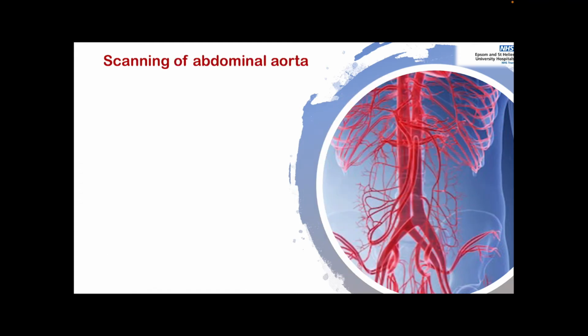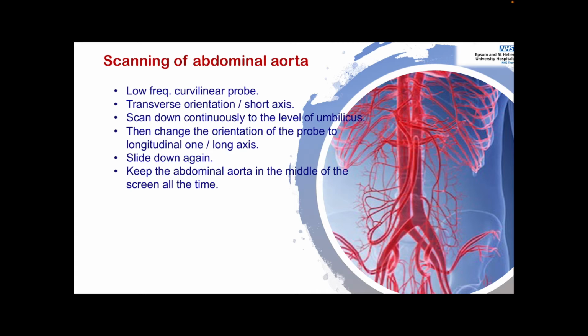Right. Scanning of abdominal aorta, usually we have to use the low frequency curvilinear probe, transverse orientation, which gives us the short axis, scan down continuously to the level of the umbilicus, and then change the orientation of the probe to the longitudinal axis or long axis, and slide down again, and we have to keep the abdominal aorta in the middle of the screen. Normally we use the focus depth of 10 centimeter and the depth of 15 centimeter.